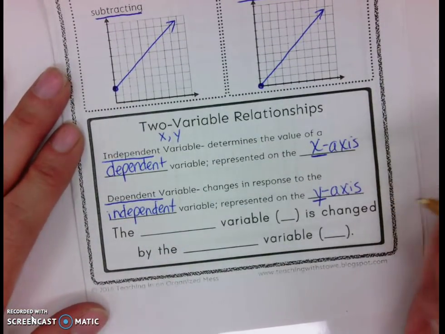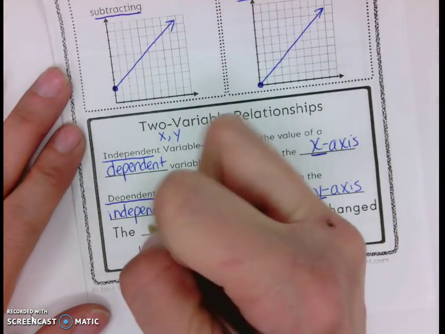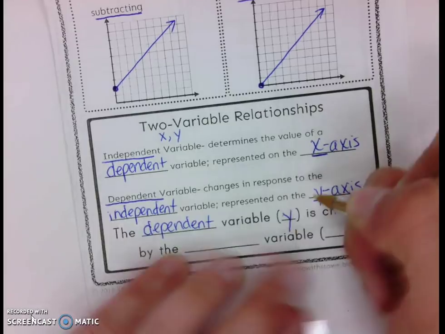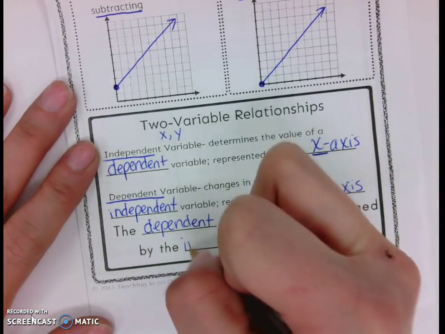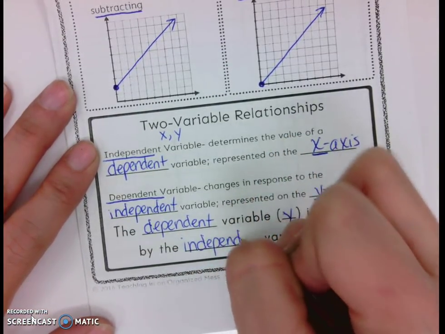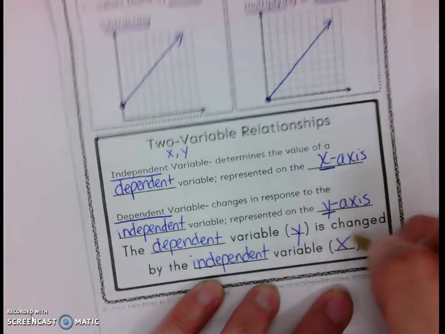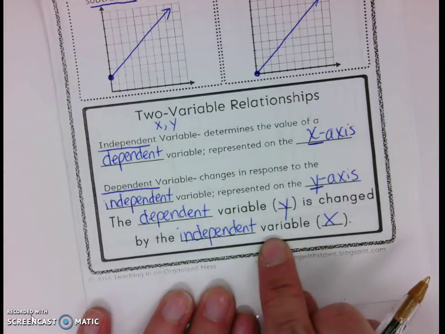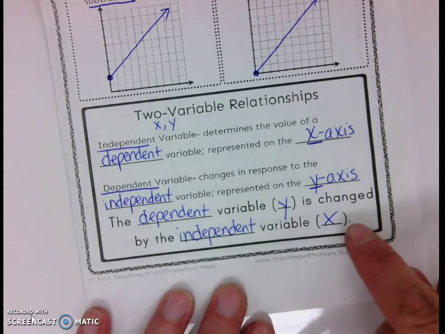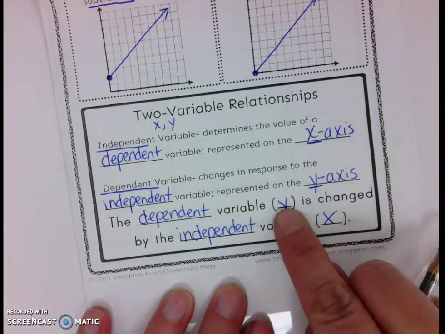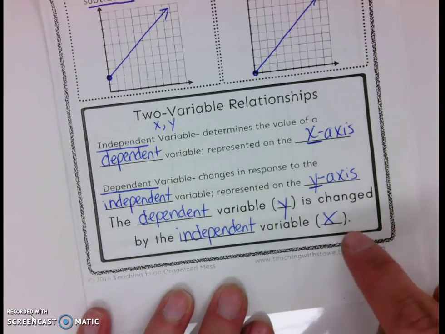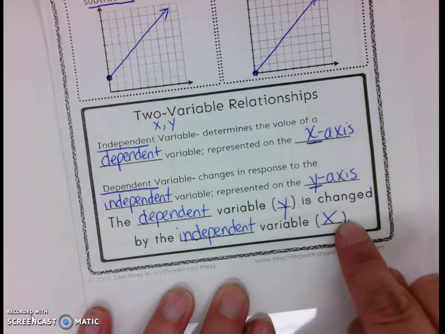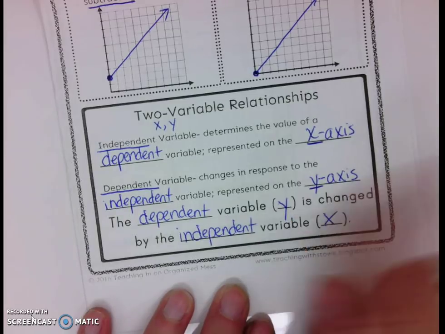So just to summarize or make it in simpler terms, the dependent variable, which is y, is changed by the independent variable, which is x. So the y depends on what happens to the x. So if I add 4 to x, it's going to change my y. If I multiply x by 2, it's going to change my y. So whatever I do to x is going to affect my y.